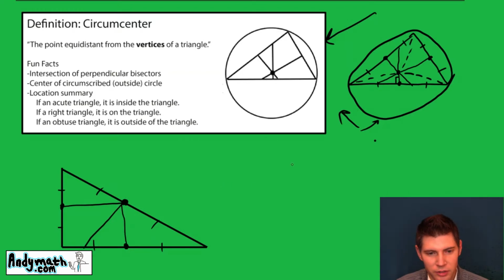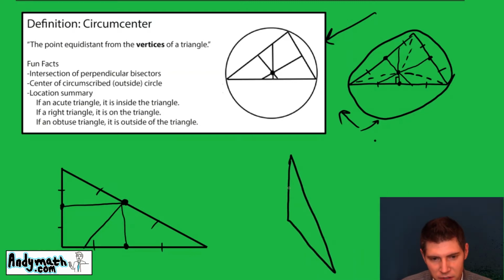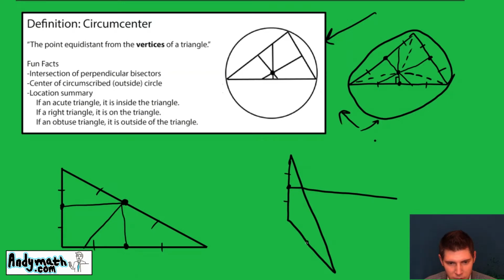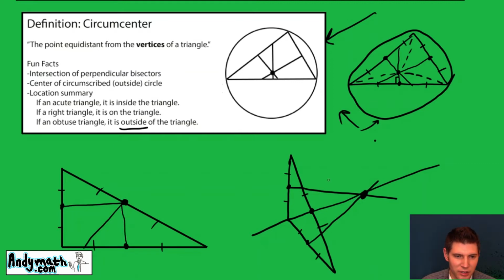And the last is an obtuse triangle. So perpendicular bisector, we bisect, go perpendicular, and then here we bisect, go perpendicular, then here we bisect, and go perpendicular. It's this way into the triangle, but then it would be this way out of the triangle. And this point right here is your circumcenter, because it's the intersection of the perpendicular bisectors, and it is outside of the triangle. So these are the 3 scenarios: if it's acute, it's inside; if it's right, it's on the triangle; and if it's obtuse, it's outside.